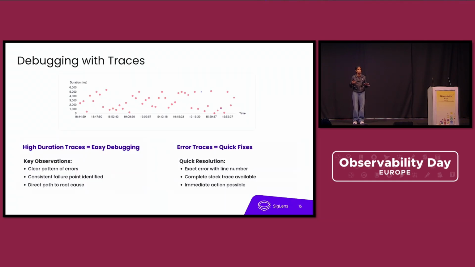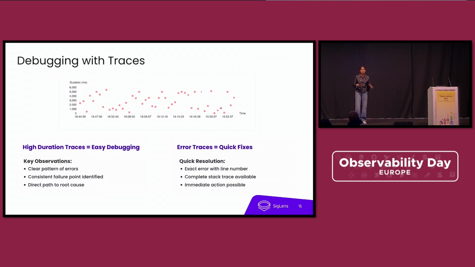Now let me show you how debugging becomes so easy when you have good traces data. As you can see in the center, you have a graph, which is duration over time. And all these dots are trace requests. You can clearly see some of them are red dots and others are purple. The red denotes the error traces. So it's easy to find that something is wrong in the system. And there is a difference in size. The ones taking longer duration will be larger than the others. So high duration traces make the debugging easy.